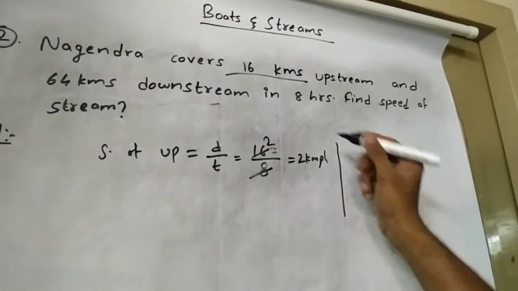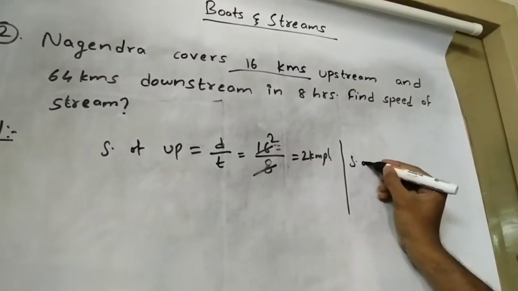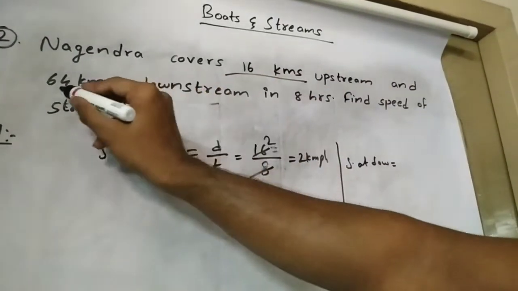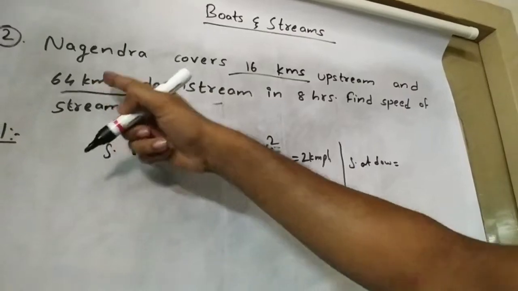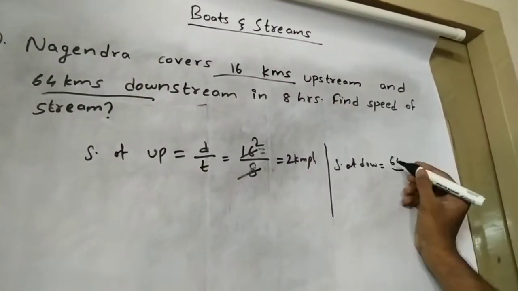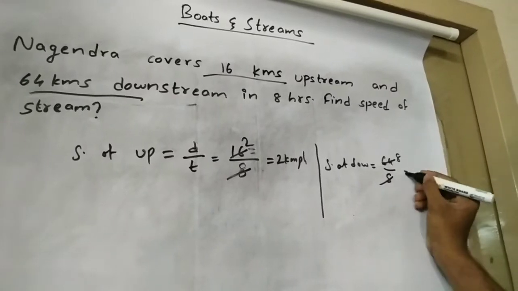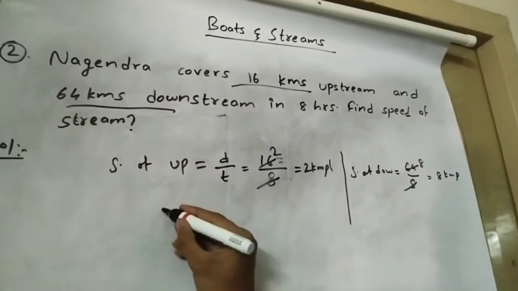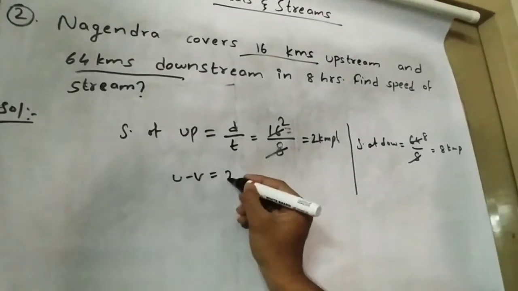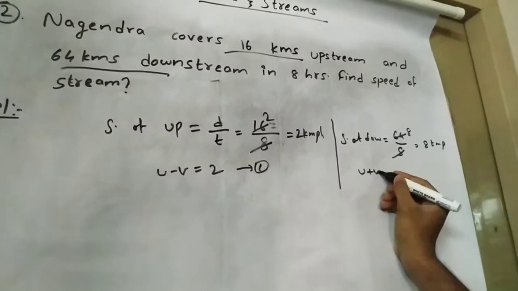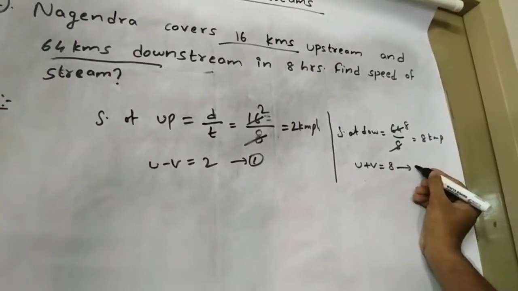Similarly, speed of the person at downstream: here also they have given us distance, so we should convert into speed. That is 64 by time 8 hours, 8 kmph. We know that speed at upstream is U minus V, that is equal to 2. This is equation 1. And speed at downstream is U plus V, that is equal to 8. Equation 2.